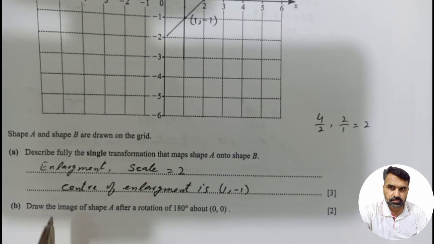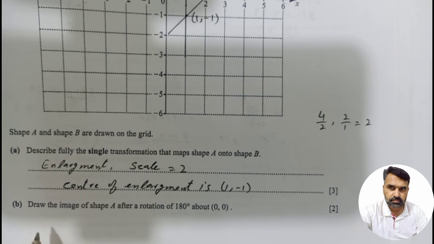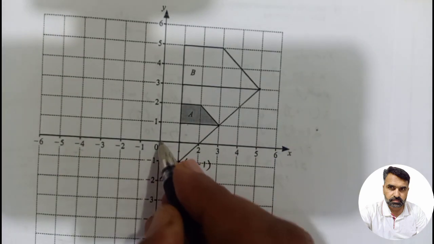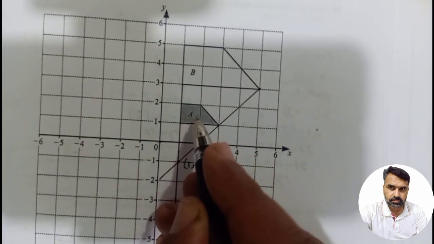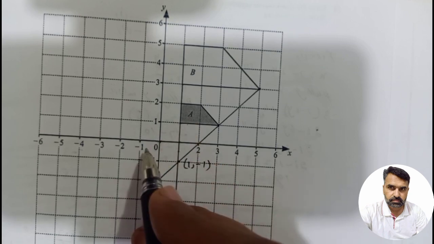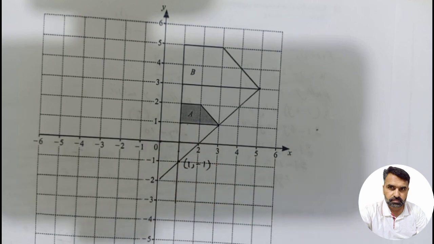It is the a part of question number 12. Now look at b part. B part is draw the image of shape A after a rotation of 180 degrees about origin. 0, 0 means about origin. We have to draw the image of shape A by rotation 180 degrees about origin.